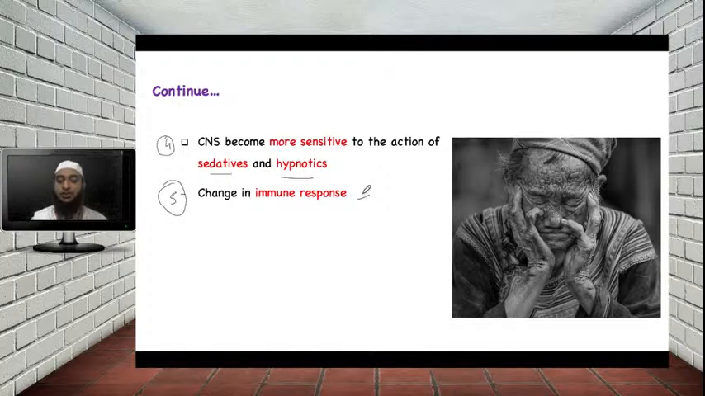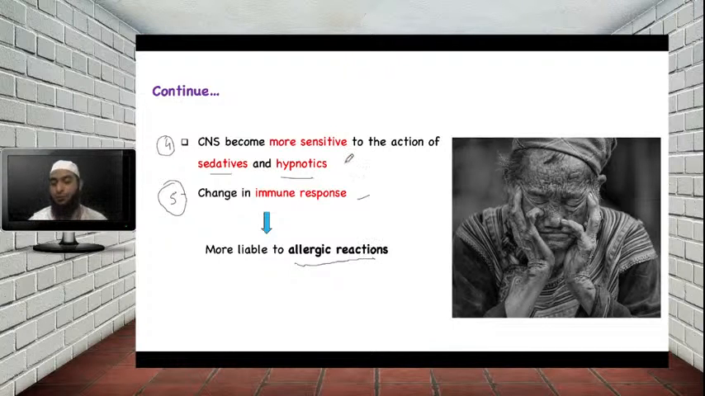Since there is a change in immune response, elderly patients are more liable to allergic reactions because their immune system is completely abnormal. So they are at high risk of drug-induced allergy. So we have seen a good number of reasons for the increase in incidence of adverse reactions and DI in case of elderly patients.